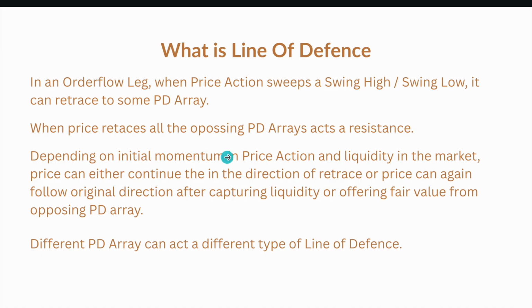Depending on the initial momentum, the price action, and liquidity in the market, price can either continue in the direction of retrace or price can again follow the original direction after capturing the liquidity or offering fair value from this opposing PDRA. Yeah, I know this is too much. We will understand this whole paragraph from the chart. So different PDRAs can act as different types of line of defense.